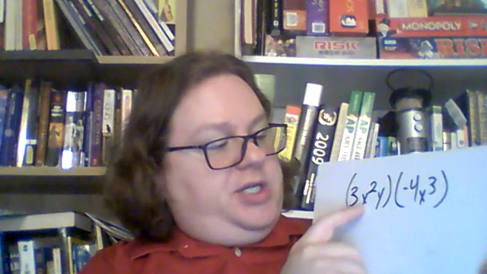Okay. So first off, 3x squared y times negative 4x cubed. All right. Here's the problem so far. So this is going to operate sort of like that properties of exponents thing we did a couple lessons back, where we look at each individual term inside the term.